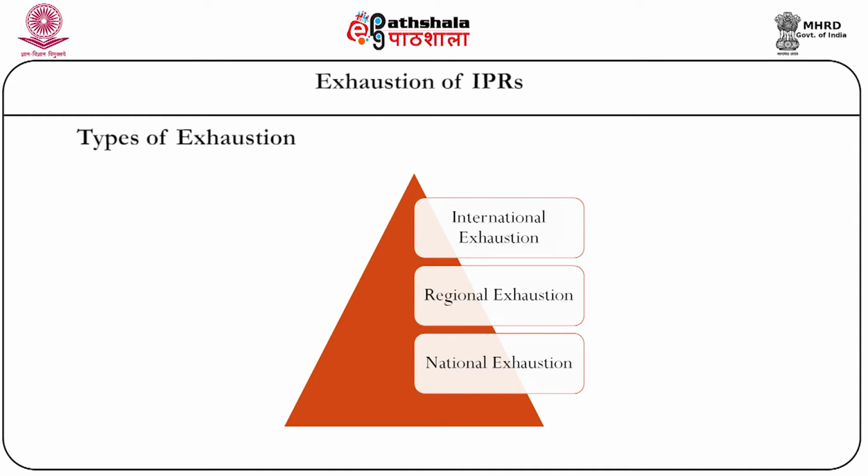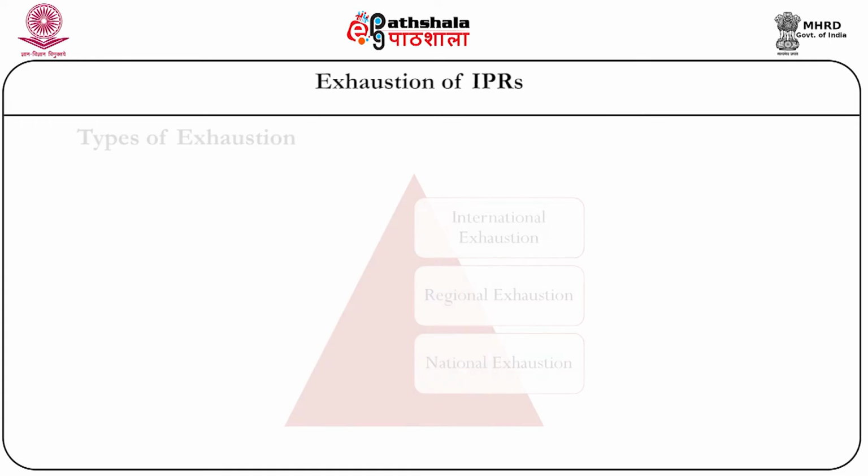In case of international exhaustion, any first sale outside the particular territory, or in any part of the world, would exhaust the right of the intellectual property holder, and hence by virtue of this, parallel importation of the IP protected product would be allowed. Now there are certain arguments both in favor and against international exhaustion.